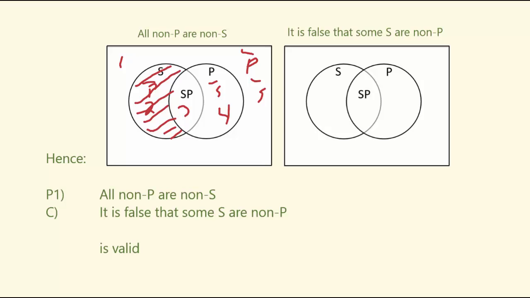Now let's think of the conclusion. First, what we do is we bracket off it is false that, just so that we can look at the standard form of the proposition. Some S are non-P. We have area 1, area 2, area 3, and area 4. We're going to be worried about Ss, so we're going to be worried about area 2 and area 3. We're also worried about non-Ps, so we're worried about area 1, and we're worried about area 2 yet again.